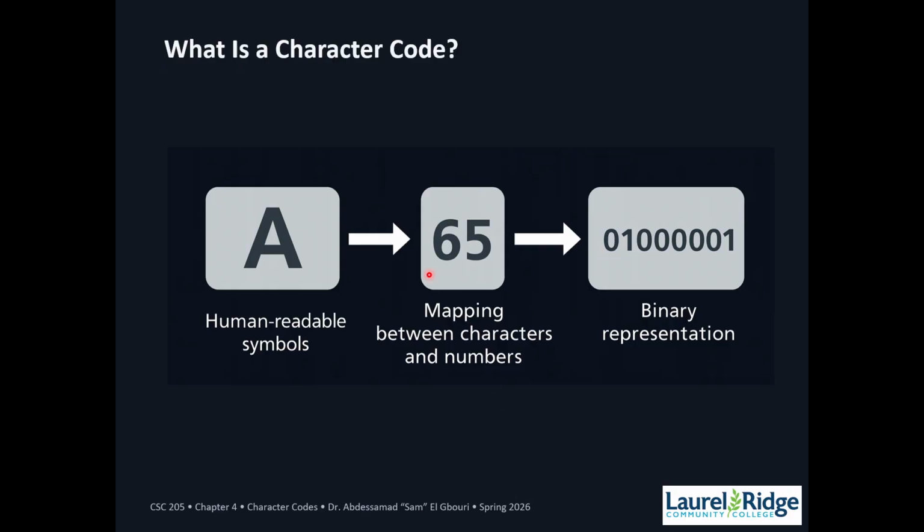So character code, as you see in this representation here, for example, the letter A, it's human readable. We know what A is. The computer does not know what A means. If you write an A for the computer, it doesn't know. If you take a picture of this letter right here and ask what this is, of course, with AI, it will figure it out.